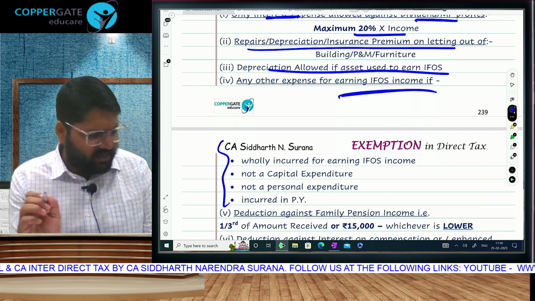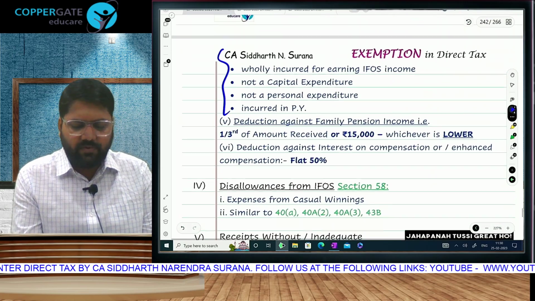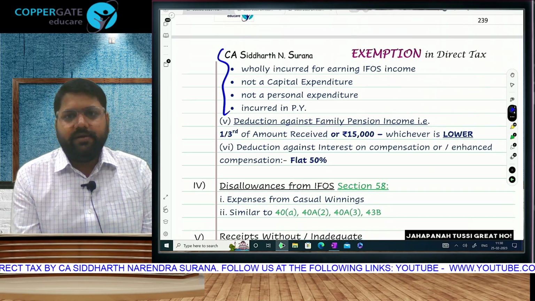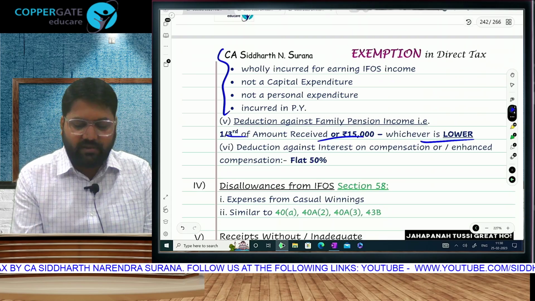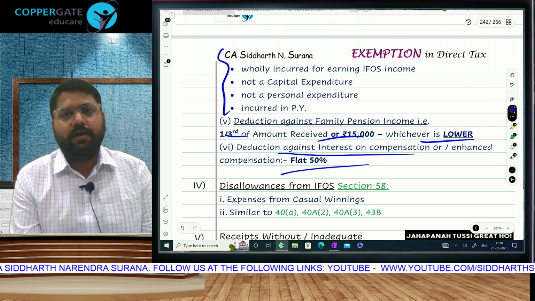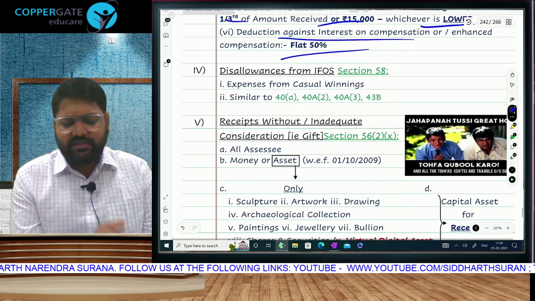IFOS calculation is majorly similar to PGBP only, and we have already seen the deduction against family pension, 1/3 or 15,000, whichever is lower, and interest on compensation has a flat 50% deduction. There are some disallowances also.